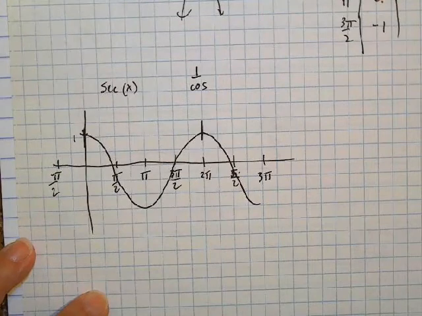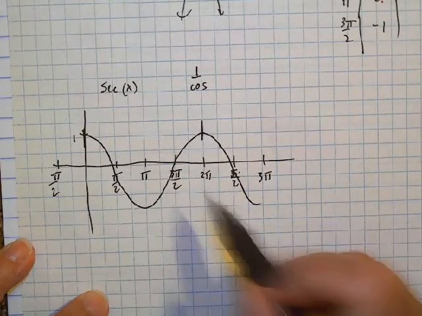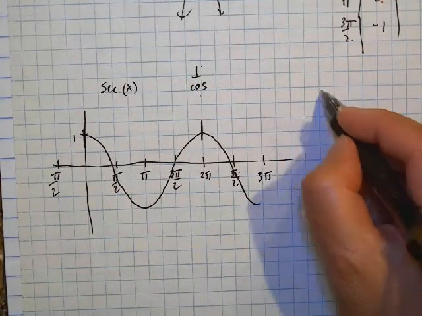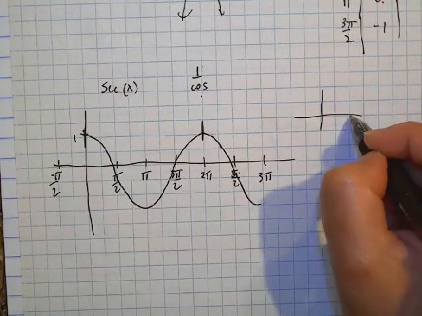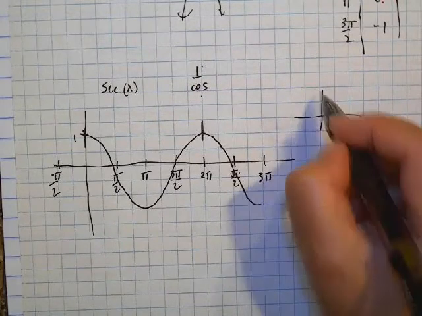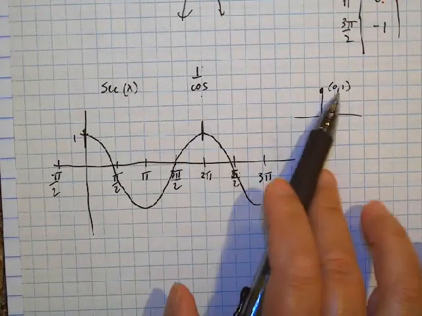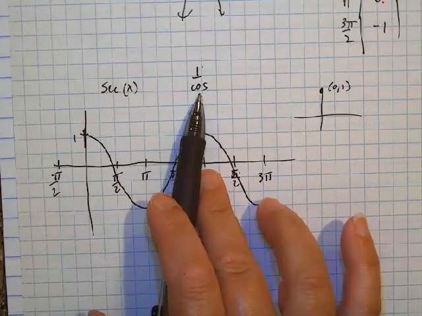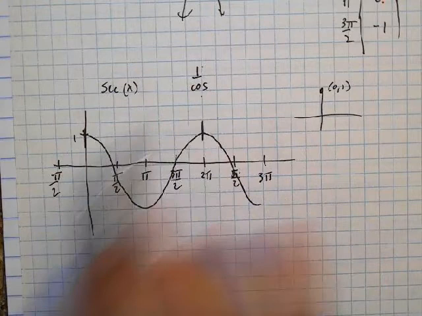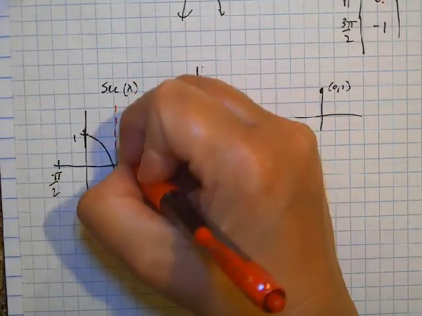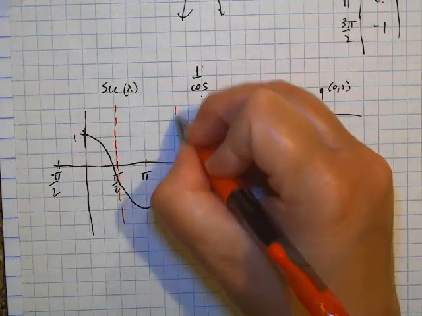So whenever I think about the secant graph, I know that since it's 1 over cosine, I'm going to have asymptotes at the place where cosine is 0. So 0, 1 is here. Cosine is 0 at pi over 2, and I could never put a 0 in the denominator. So I know for secant, I'm going to have asymptotes at the pi over 2's.